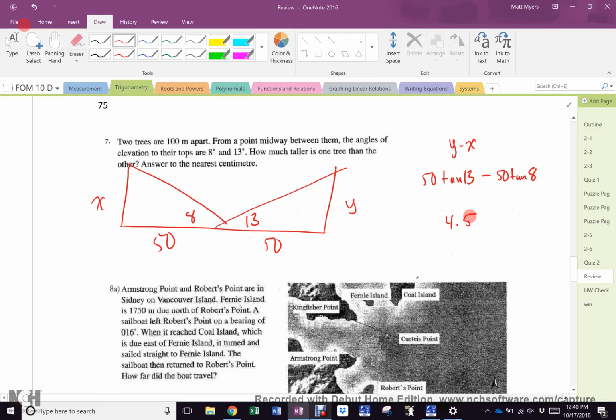4.5-ish. Why? I thought you just needed to know how much. How much taller is one tree than the other? So you have to find the difference in height. Oh, I just got how tall each of them were and then just left it there because I didn't know what to subtract. Okay. Then how many marks would that be? I would give you 1.5 out of 2, because the question clearly says I want the difference in heights.